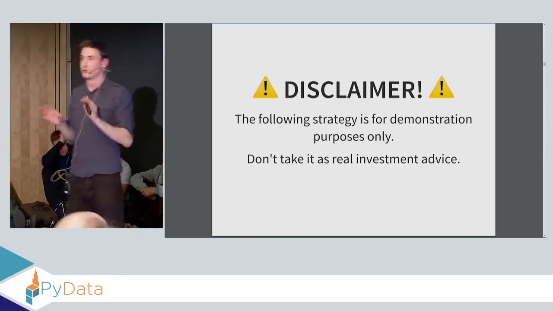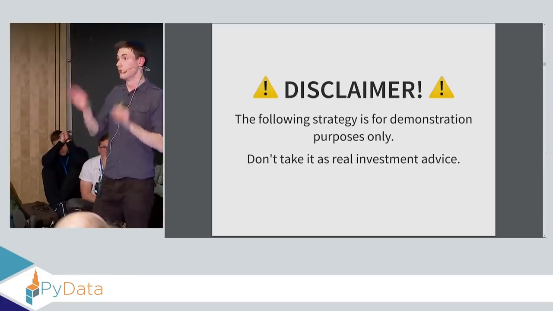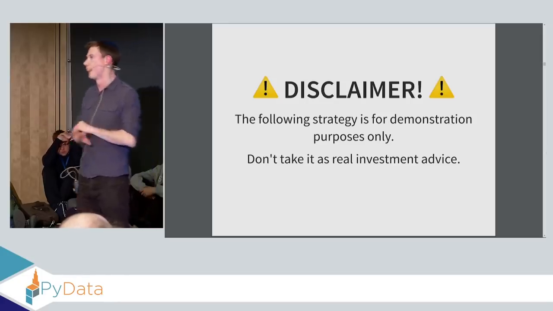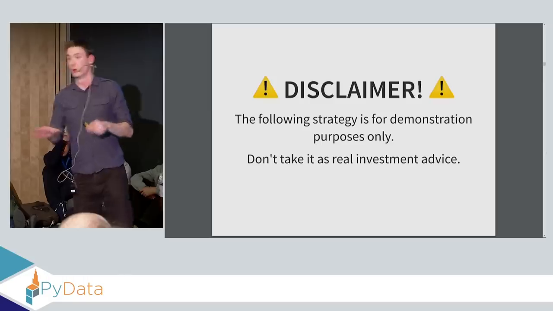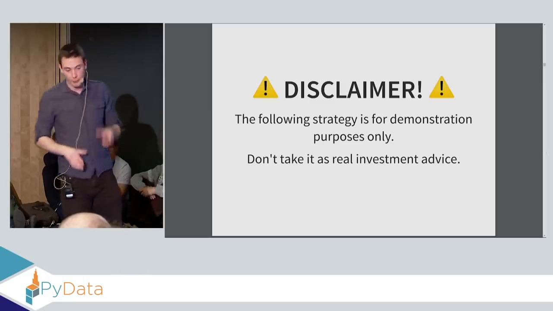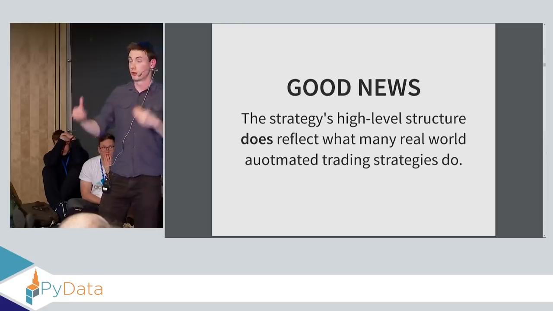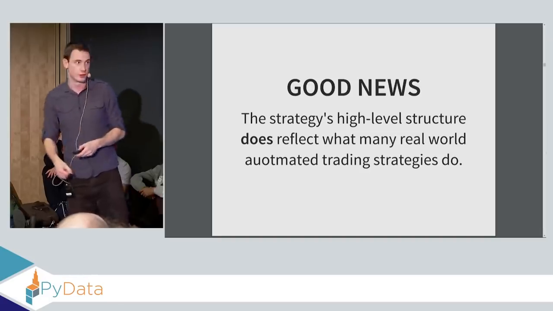Disclaimer, the strategy we're about to do is extremely basic. This actually did work in the 90s and early noughties. This won't work anymore because everyone is doing algorithmic trading. So you need to be a lot more complicated than what we're about to do. But the good news is that this strategy does reflect the high-level structure of how real trading strategies actually work. So the type of trading strategies we run, this is the type of structure that we actually use.